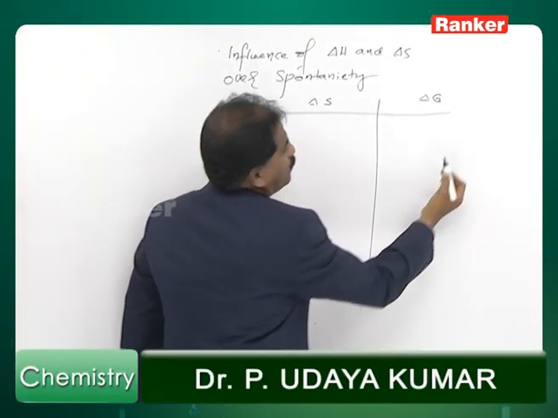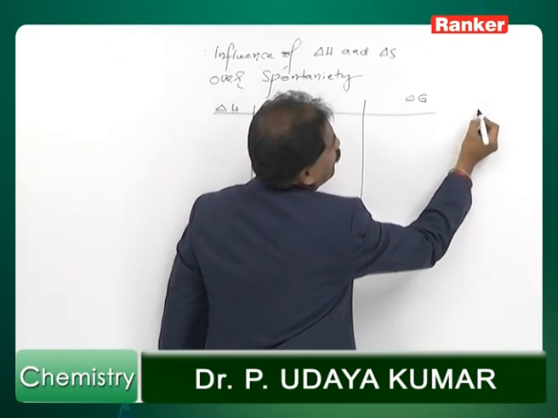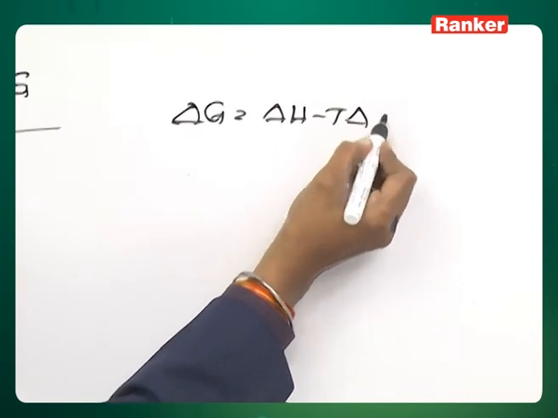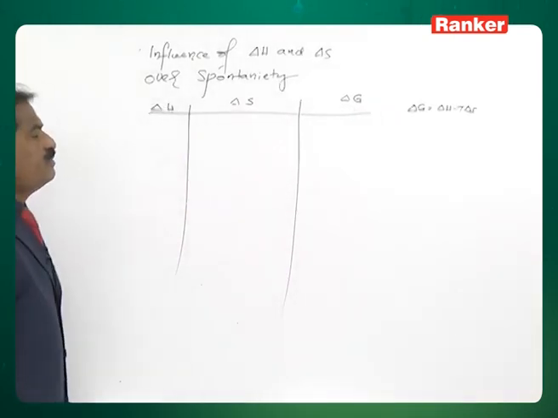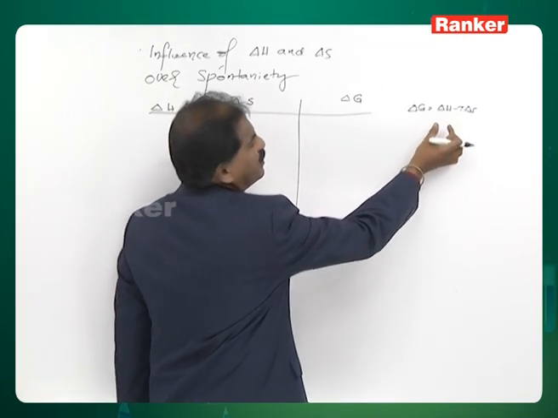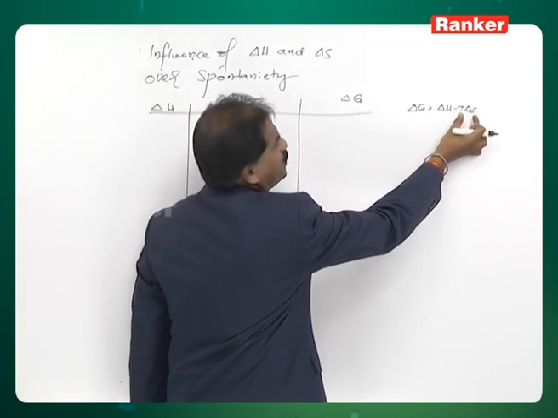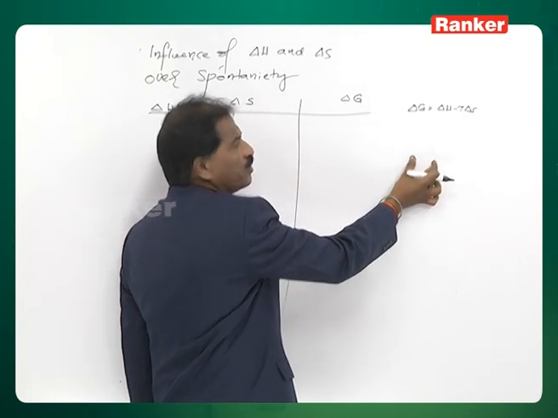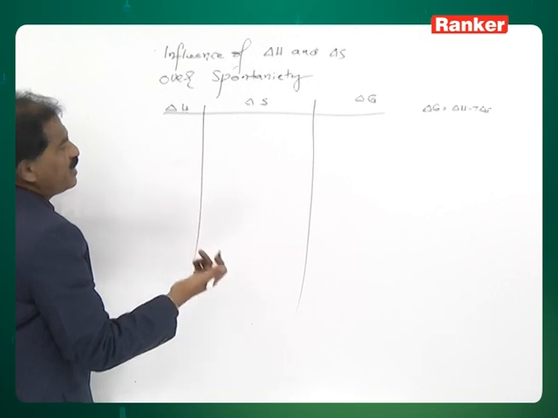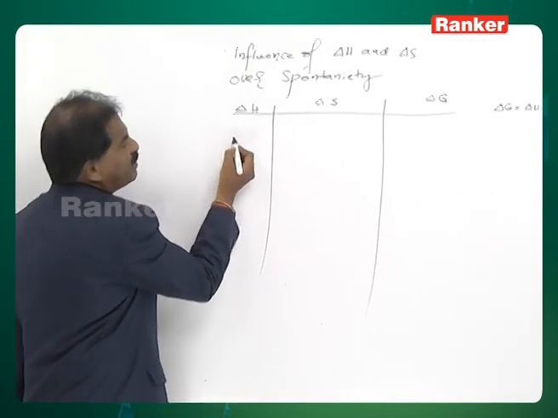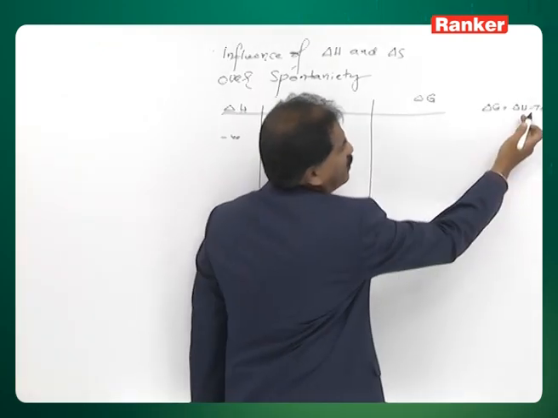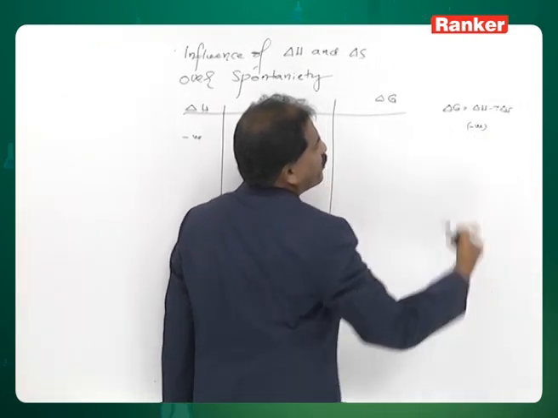See, according to this expression, del G is equal to del H minus T del S. If the reaction wants to be spontaneous, finally the resultant of the enthalpy change and entropy change must become negative. So, for example, a particular reaction is exothermic. If the reaction is exothermic, the sign of the enthalpy change is negative. That means the del H term, the first term, is negative.